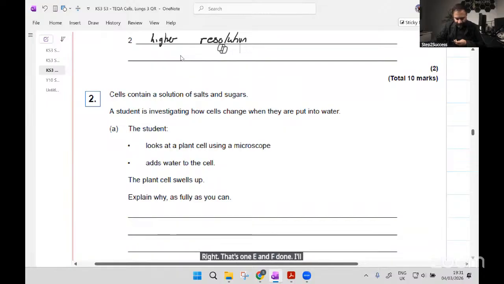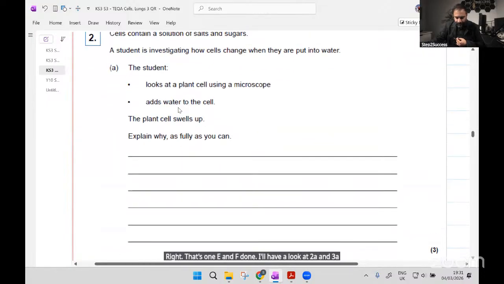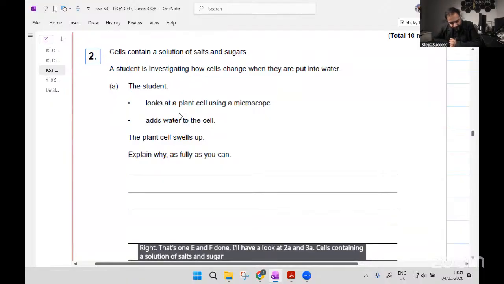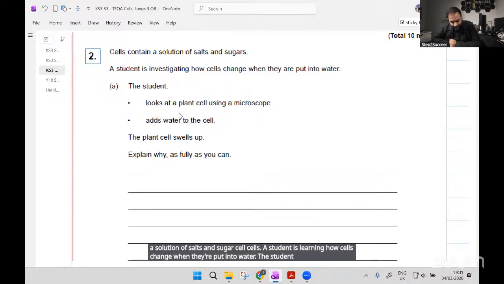I'll have a look at 2A and 3A. Cells containing a solution of salts and sugar. A student is investigating how cells change when they are put into water. The student looked at a plant cell using a microscope, adds water to the cell. The plant swells up. Explain why.